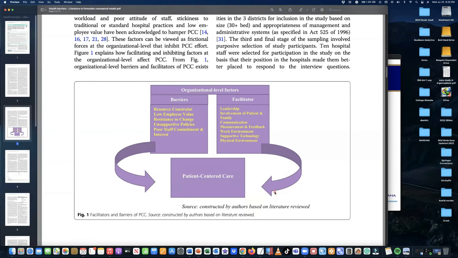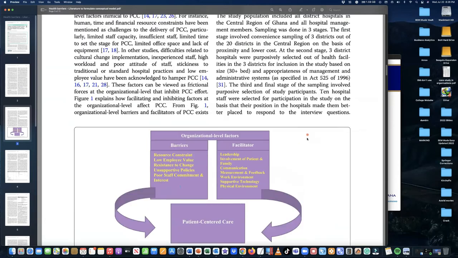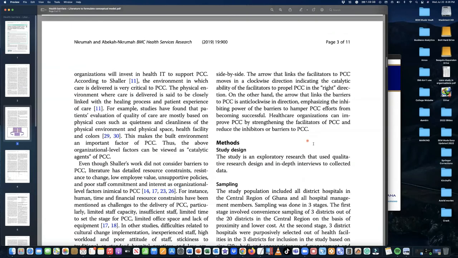First, a flow diagram, so that I really see what was happening. The facilitator can push the barriers back so that the adoption can take place, so that the patient-centered care can take place. Please, you can also do something like this for your PhD, but you have to use wisdom and do it well. Don't just say that you are drawing it.